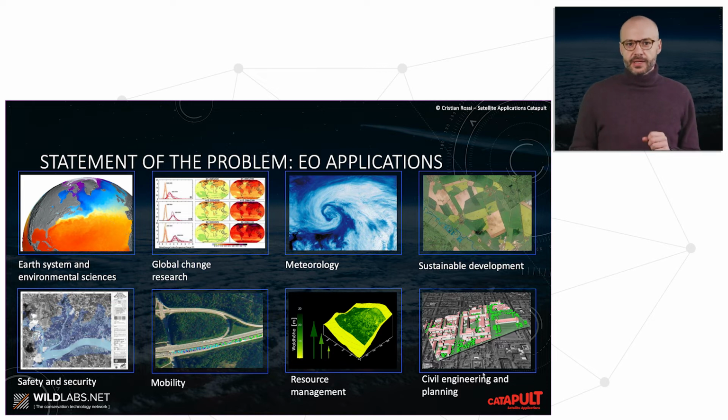Let's enter a bit more in detail in each of those parts. Statement of the problem. I mentioned rice, but as you see here, there are really a large variety of potential Earth observation applications, from Earth system and environmental science to global change research, climate change, meteorology. It's a very important aspect of remote sensing, sustainable development, safety and security, mobility, traffic, resource management, forest agriculture, and civil engineering and planning. So those are all part of potential Earth observation application.